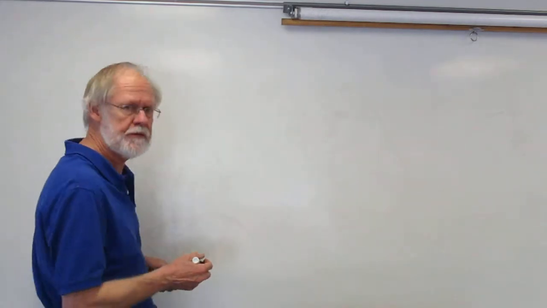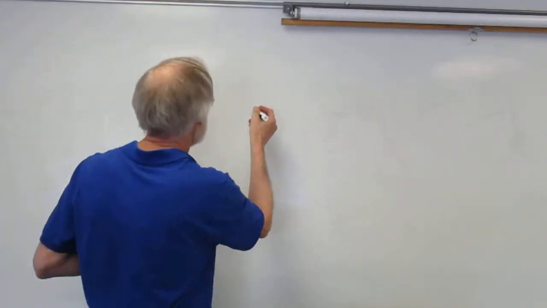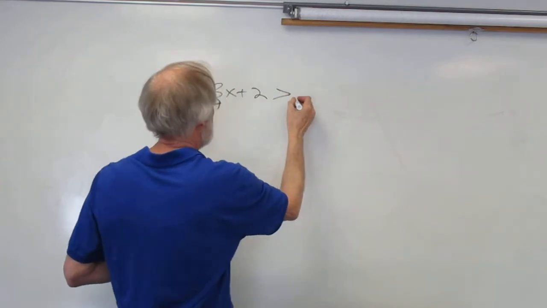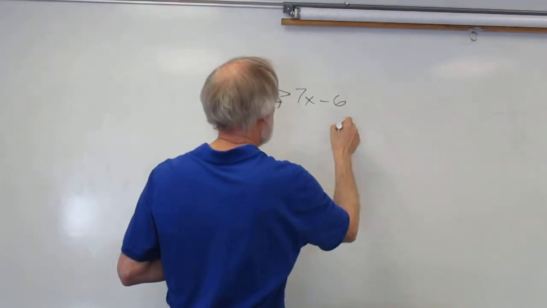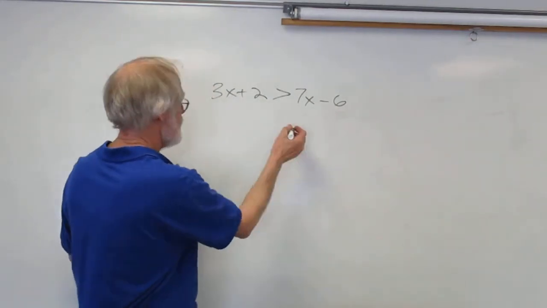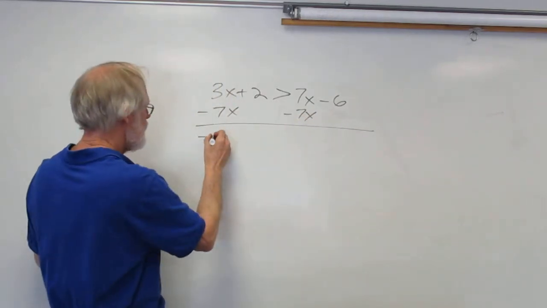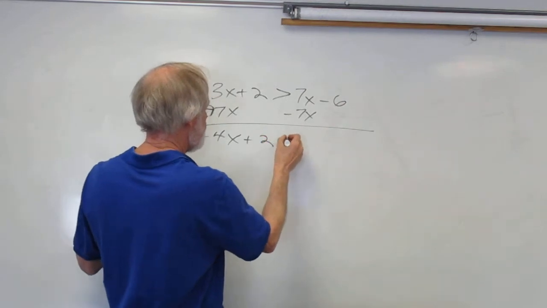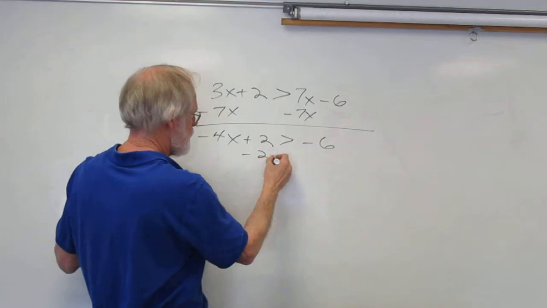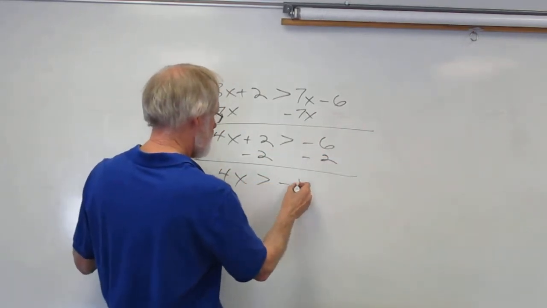You may recall that we solved some basic inequalities, even if they became a little bit complicated, like 3x plus 2 is greater than 7x minus 6, for example. Or we had some that were more complicated than that, but here's what we basically did. Subtract 7x from both sides. You get negative 4x plus 2 is greater than negative 6. And we subtract 2 from both sides, and we get negative 4x is greater than negative 8.